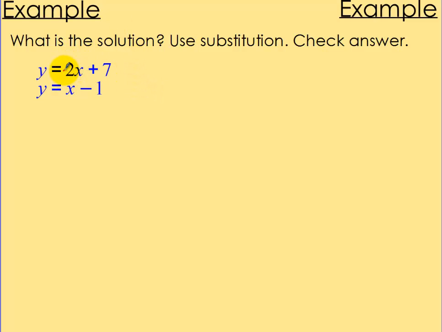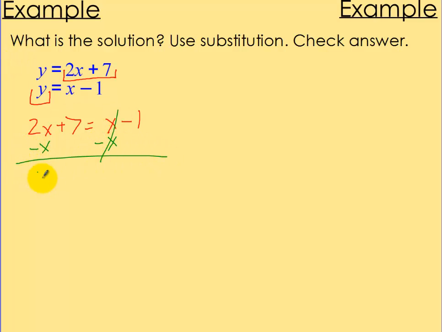So I can substitute this part into the bottom or this part into the top. Either way, I'm going to choose just to substitute that into that. So what do I get when I substitute that? I'm going to get 2x plus 7 equals x minus 1. And time to solve for x, so I subtract 1x from both sides. So those cancel. I'm left with x plus 7 equals negative 1. I am going to subtract 7 on both sides. Those cancel out, and I get x equals negative 8.